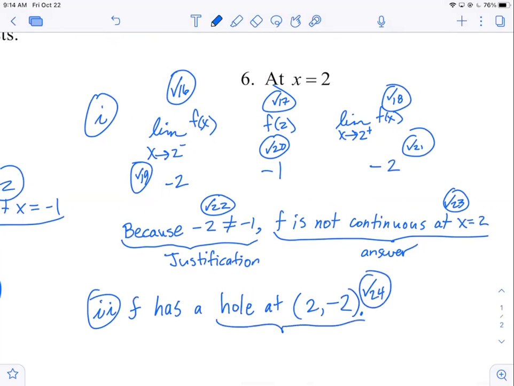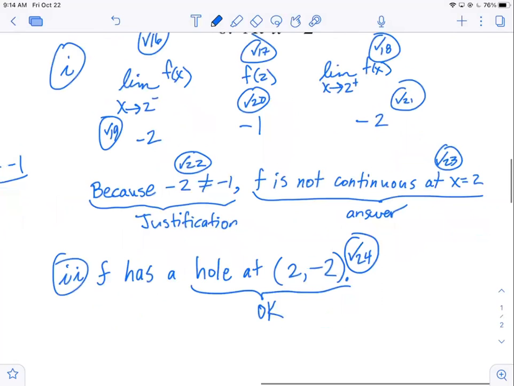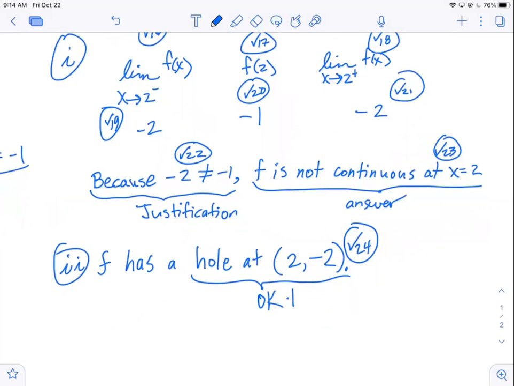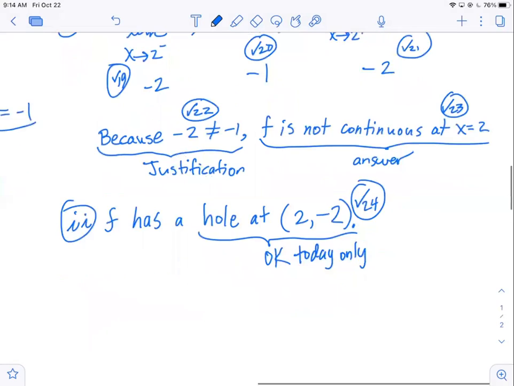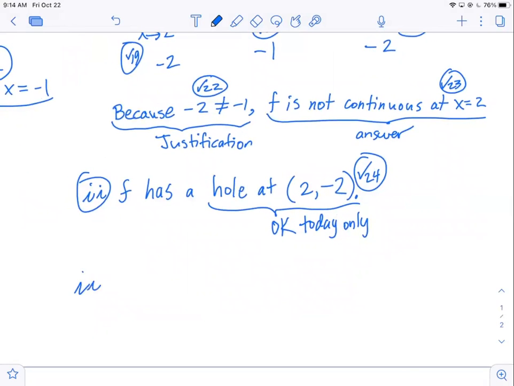And again, if you just have hole at, this is okay today only, but not in the future. Complete sentences. Complete sentences. If you just said hole at x equals 2, no dice. I'm not going to give you 2 checks for that, one for the x, one for the y. We'll just do the ordered pair. Okay.